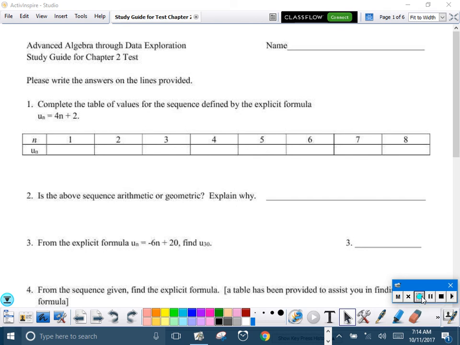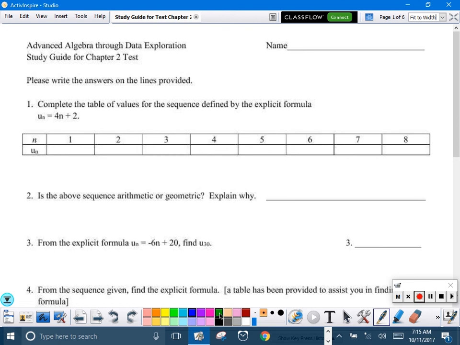All right, ladies and gentlemen, study guide for the Unit 2 test in Advanced Algebra through Data Exploration. Here we go. So the first one, complete the table of values for the sequence defined by the explicit formula. All right, so we have our explicit formula, U sub n equals 4n plus 2.